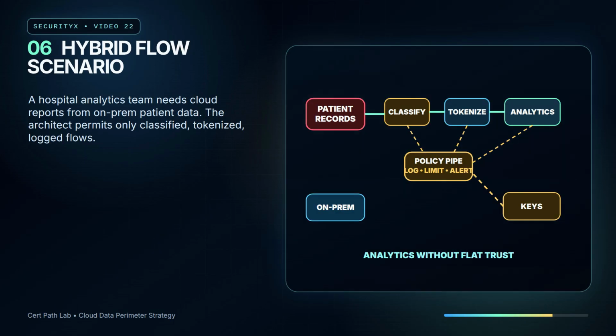Scenario: a hospital keeps regulated patient records on premises, but the analytics team wants cloud-based reporting. A weak design copies the full database to a cloud workspace and relies on broad network trust. A stronger data perimeter classifies the data, tokenizes identifiers, uses a governed pipeline, stores keys separately, limits access to approved identities and devices, and logs both export and cloud use. The business still gets analytics, but the sensitive data boundary is intact.